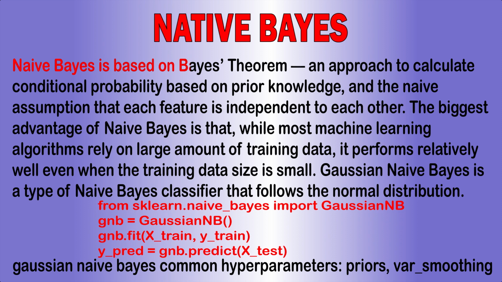Naive Bayes. Naive Bayes is based on Bayes' theorem, an approach to calculate conditional probability based on prior knowledge, and the naive assumption that each feature is independent of each other. The biggest advantage of naive Bayes is that, while most machine learning algorithms rely on large amounts of training data, it performs relatively well even when the training data size is small. Gaussian naive Bayes is a type of naive Bayes classifier that follows the normal distribution. Gaussian naive Bayes common hyperparameters: priors, var smoothing.